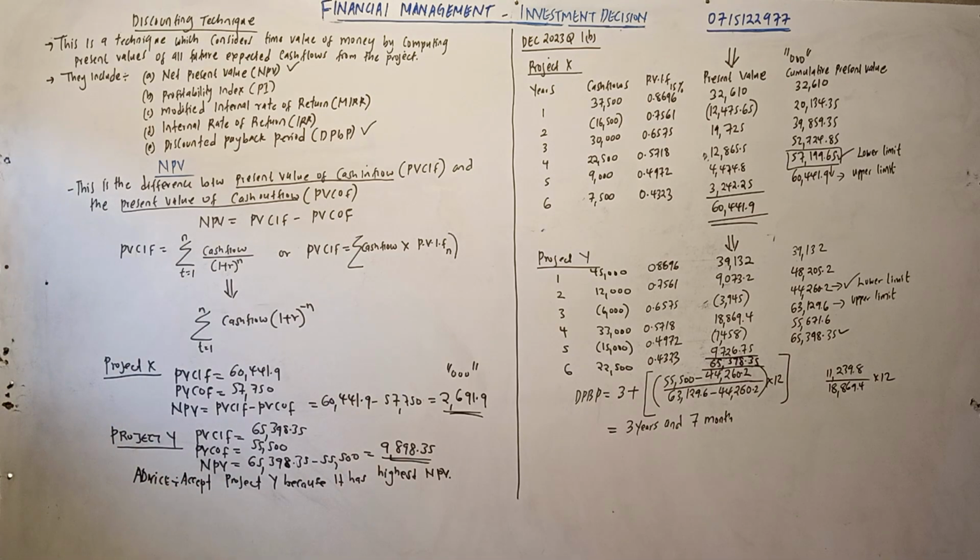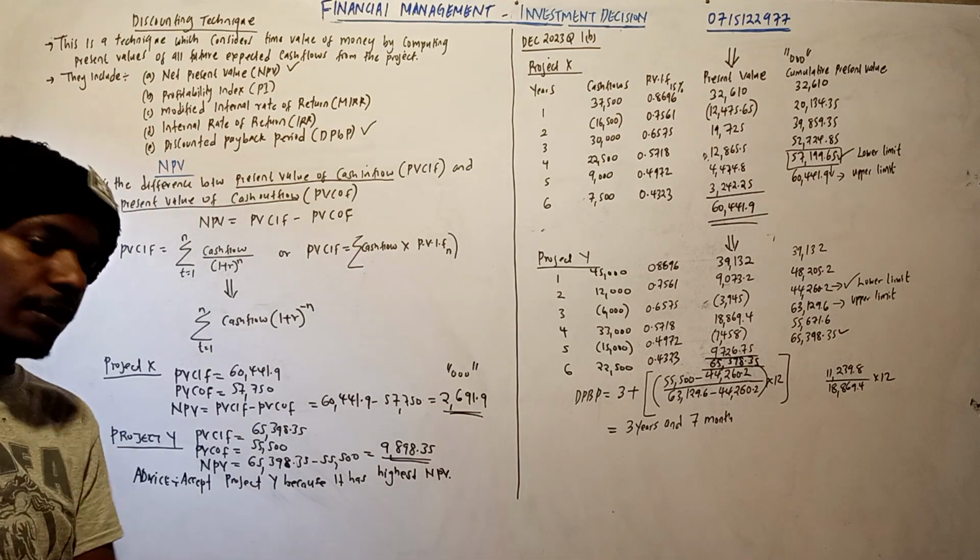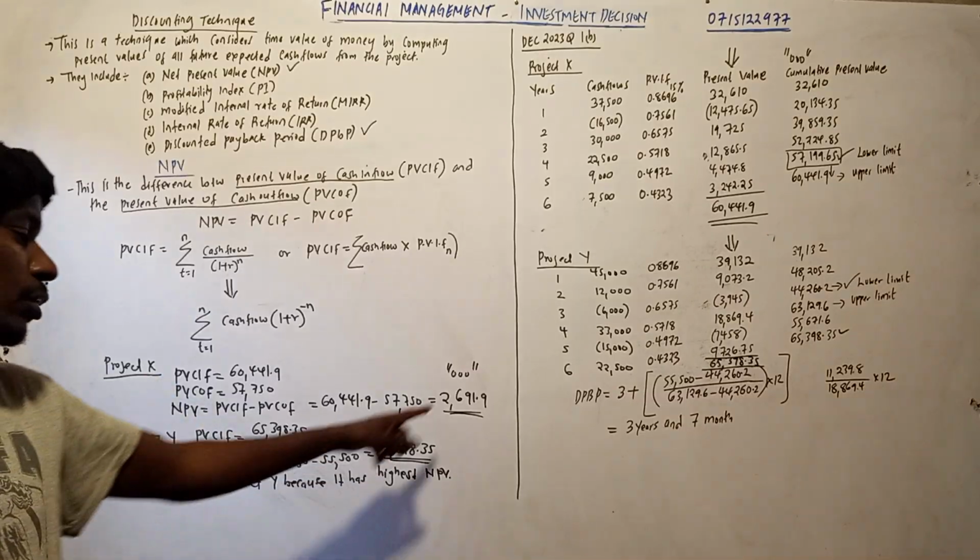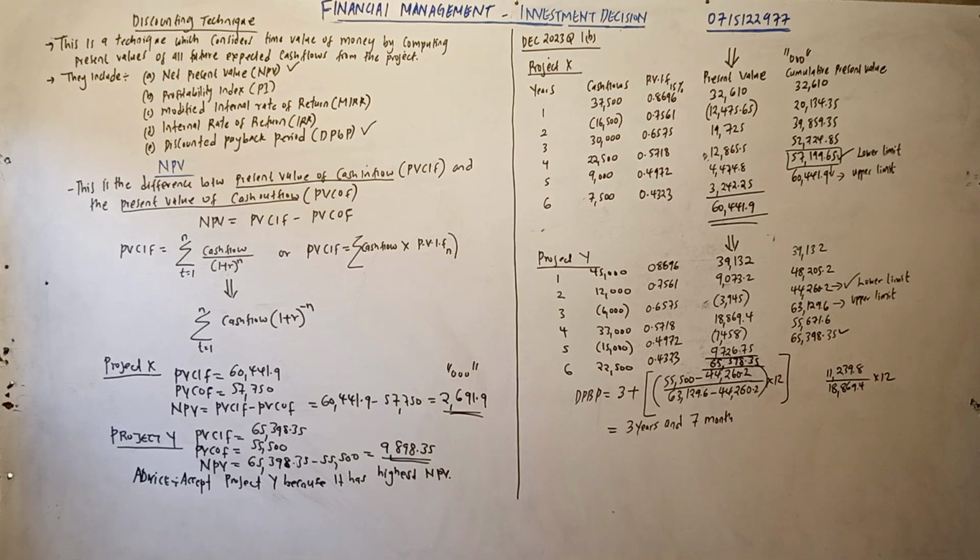Accept project Y because it has the highest NPV, and reject project X because it has a lower NPV. So that's how you do NPV. So NPV tumemaliza now hivyo. I think I'm not going back to NPV. So hiyo swali tumefanya, that one is okay.